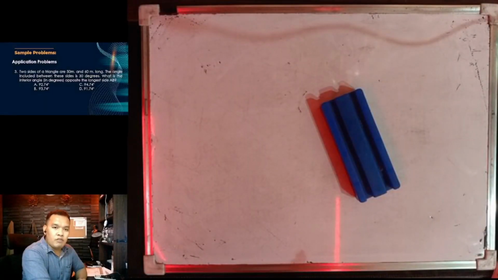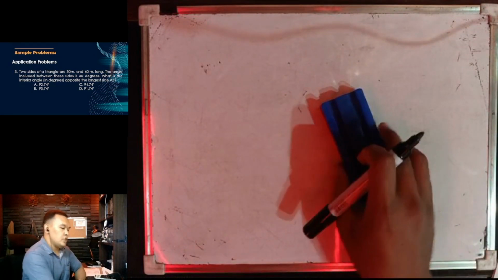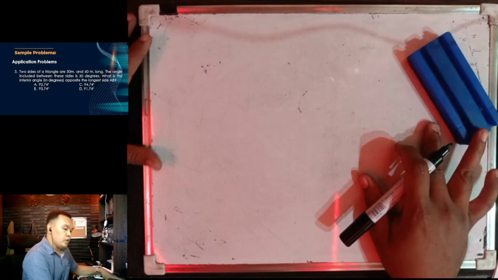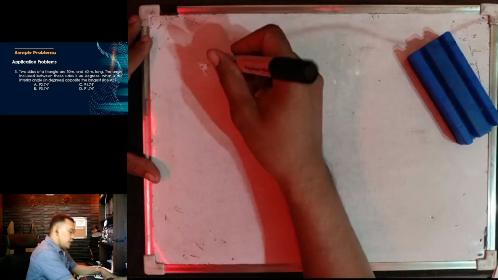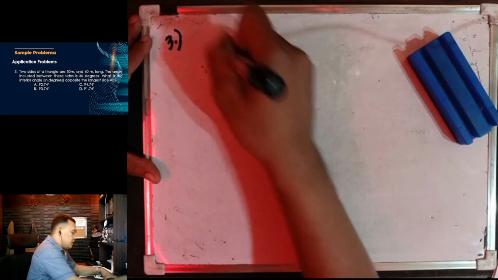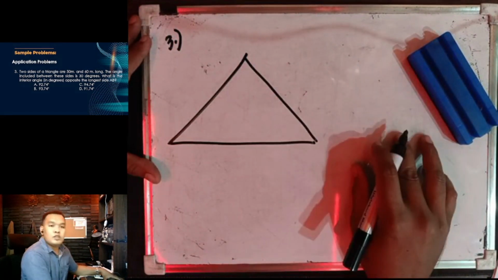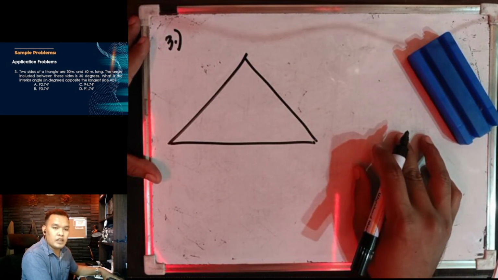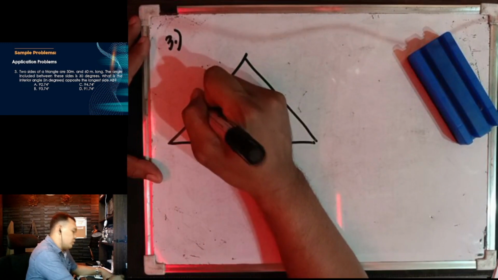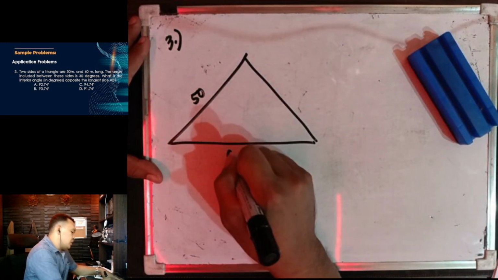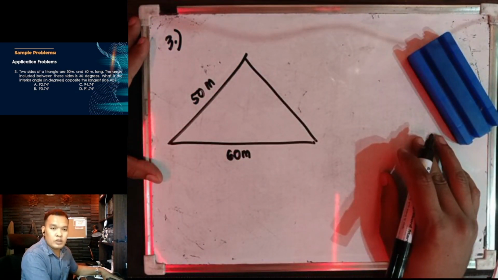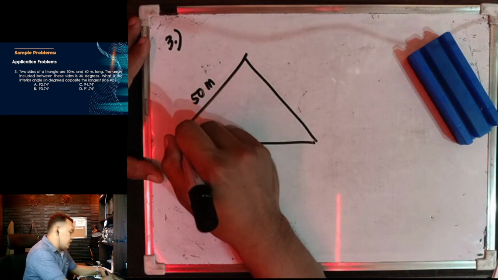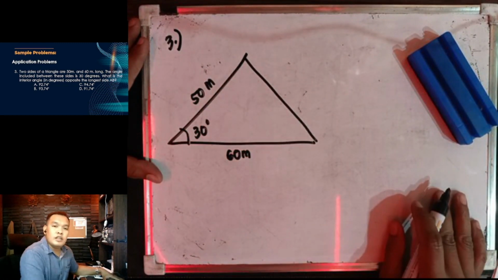So to get the value, first, drawing muna natin siya, then mag-isip tayo ng formula na gagamitin. May triangle ako ulit, number 3. So we could say that two sides of the triangle are 50 and 60 meters long. Sabihin ko ito yung 50 at ito yung 60 meters. Then, the angle included between these sides is 30 degrees. Then, what is the interior angle in degrees opposite the longest side?